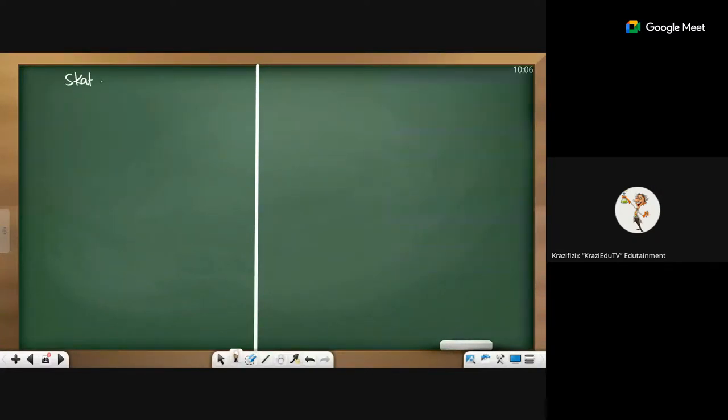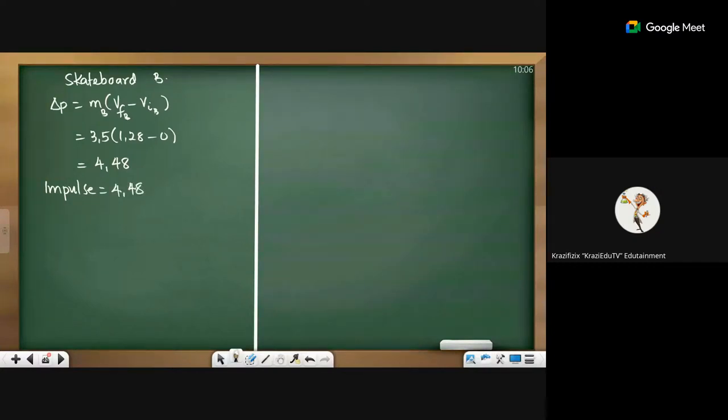Skateboard B. I'm just going to rewrite what we did just now because I want to compare. We said change in momentum is m_B v_f, m_B v_f. Is that fine? And then we said this is what, 3.5, 1.28 minus 0, and we got 4.48. And then we said our impulse is 4.48 what? Newton what? Second.